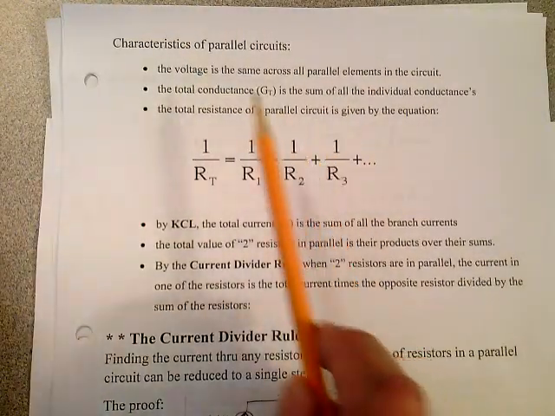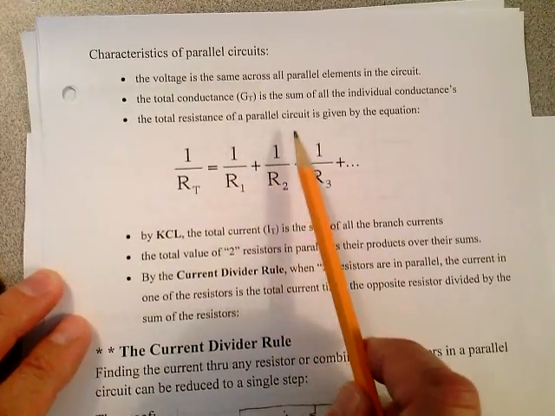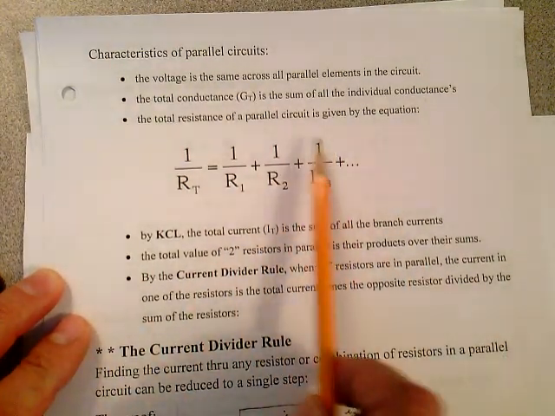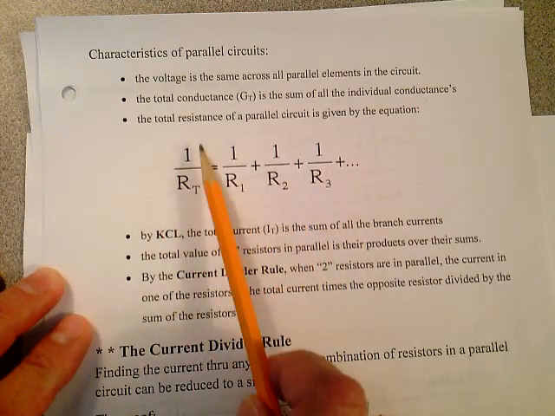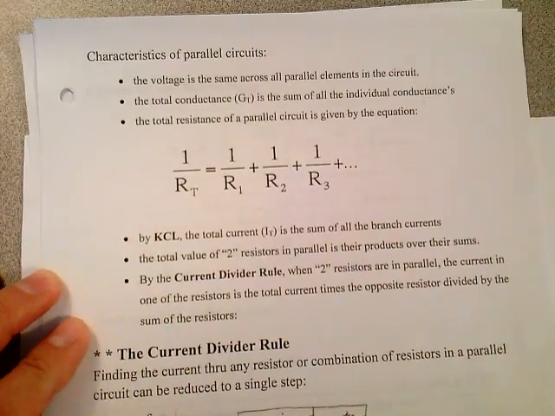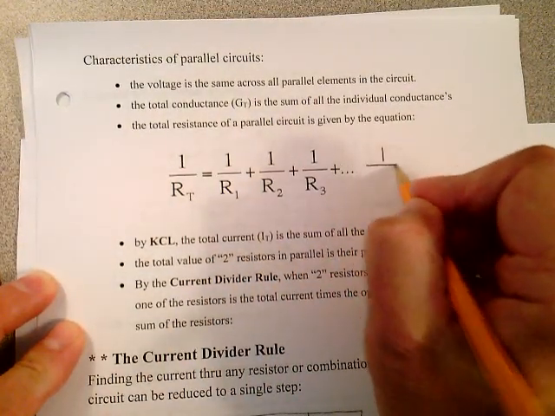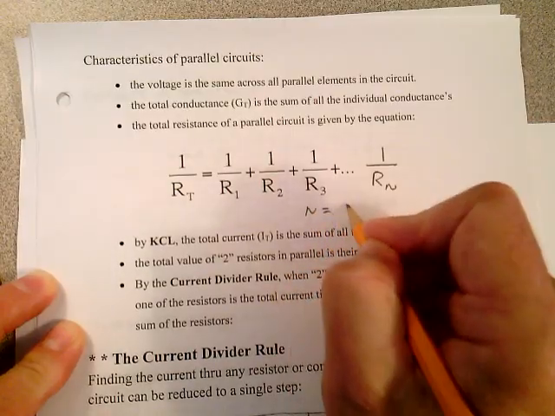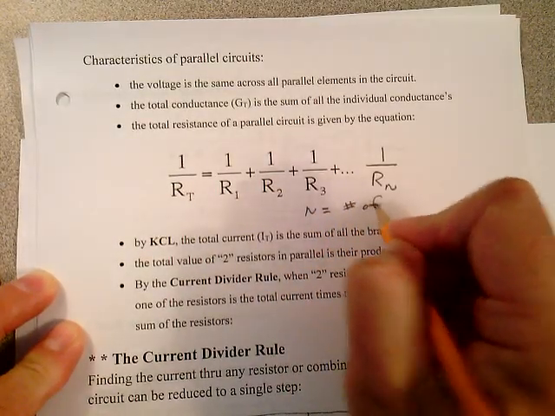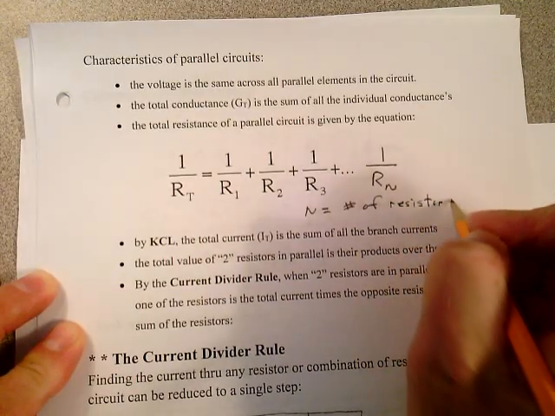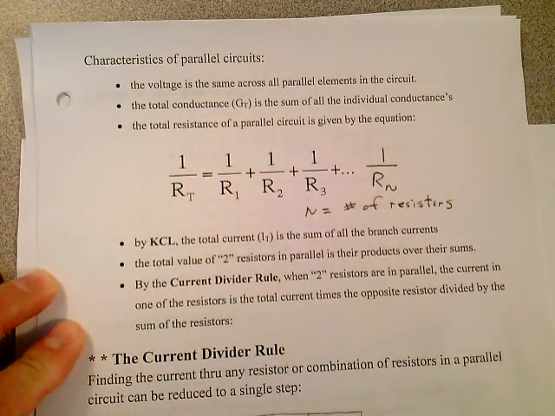And why do you do that? Because the total resistance of a parallel circuit is given by this equation. In the book, they prove that. We're not going to worry about it. But 1 over RT is equal to 1 over R1 plus 1 over R2 plus 1 over R3, and this goes out to 1 over Rn, where N is equal to your number of resistors. That's all.